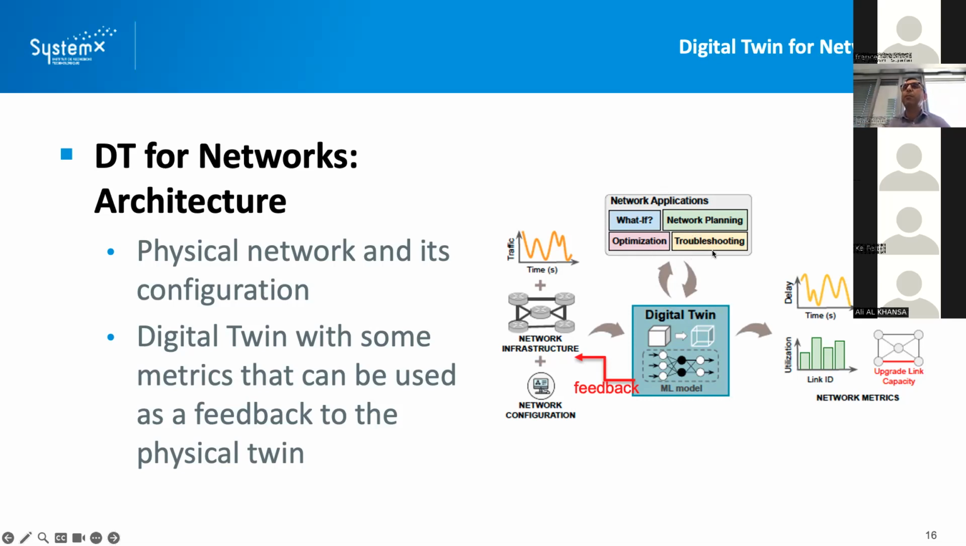So here, for example, we mention four examples in terms of services: network planning, optimization, troubleshooting, and the what-if, in terms of, if I move something or if I break, for example, a link, what could be the impact on my physical network?